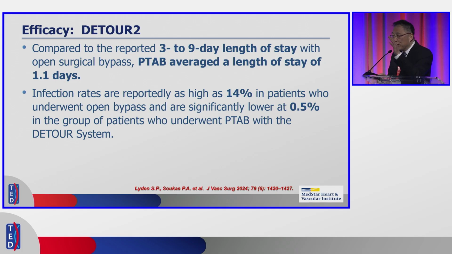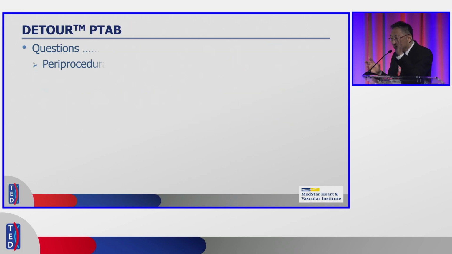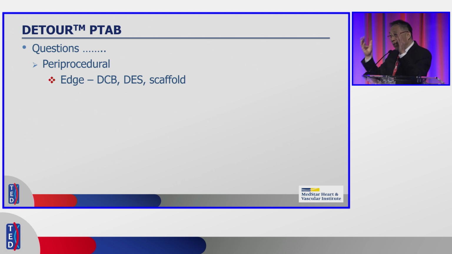So to finish the talk, these are the questions that I ask. Pre-procedurally, do I do a DCB, DES, or scaffold at the edge of the stents? Because the issue for this is the stent edge. Restenosis, that's where it happens. Right now, I haven't been doing any of this, but it is something to think about.